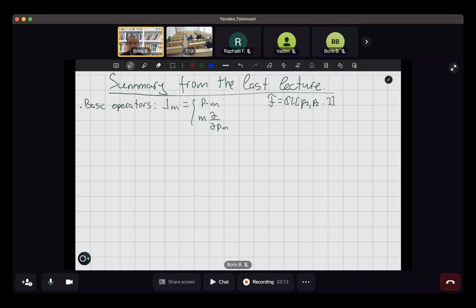At the same time, without any proof, I stated that, and here we have J with pluses and J with minuses. At the same time, I stated without the proof that these J operators and these E operators are connected as follows: that J m is equal to the sum over k of e k minus m k.